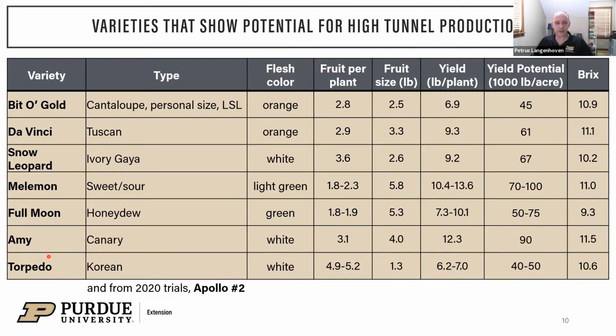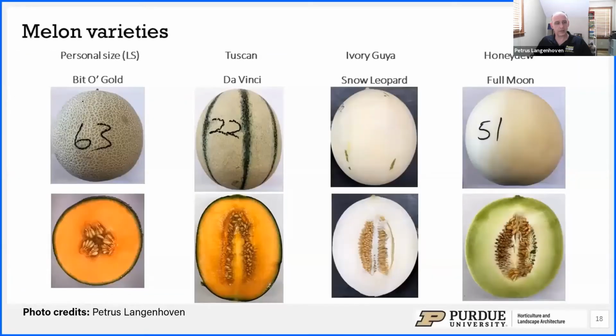A variety like Torpedo or something like Apollo, which I didn't put the data on here, is a very small Korean type melon, and they are very prolific. 5, 6 fruit on the plant is not uncommon when you produce those. Bitter Gold, very nice, very firm variety, very nice color. It looks great. Da Vinci, the Tuscan type. Snow Leopard, which is probably one of my favorite or ultimate varieties.